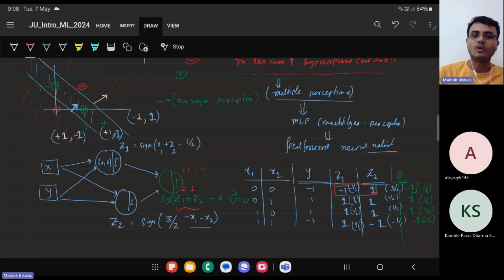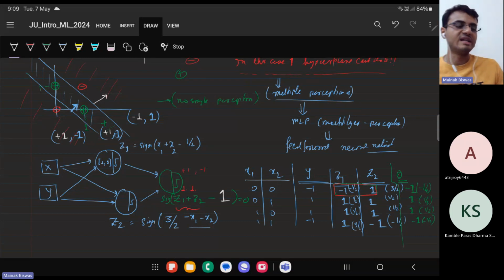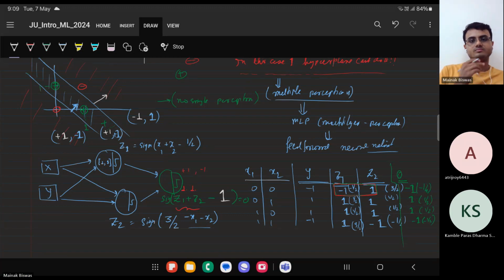For those points, I want to add a negative term. But when it is both 1, then you can also subtract 1 in this case. It doesn't really matter, right? 0.5, you can take anything. Take 1 also, 1.5 also. Doesn't matter. Up to 1.99999, everything will work, right? Is it clear?